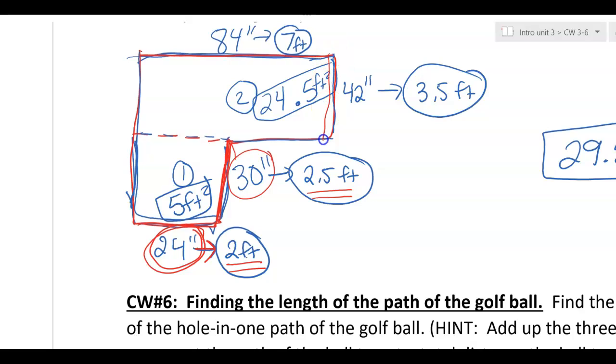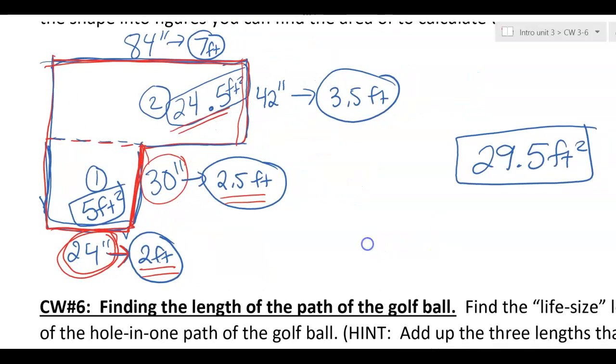Okay, so I did the same thing for the dimensions of this rectangle up here. The area of that larger rectangle ended up being 24.5 feet squared. So the total area of my golf hole is this 5 square feet from that, plus that 24.5 square feet, which gives me 29.5 square feet. Okay, so is it within the requirement of 32 square feet?